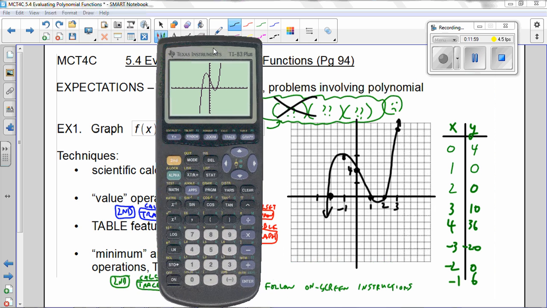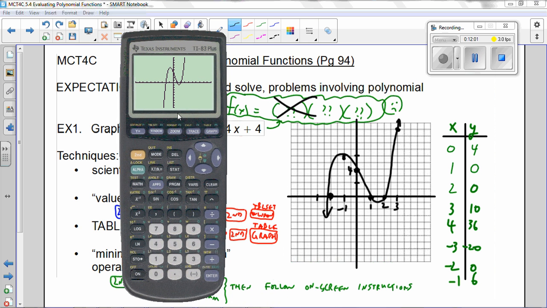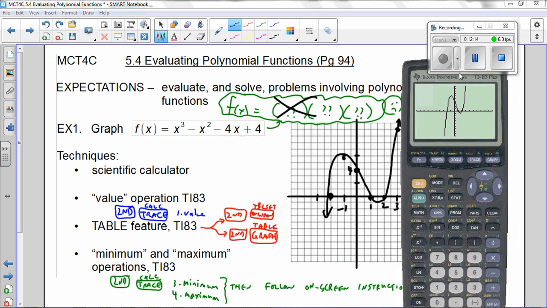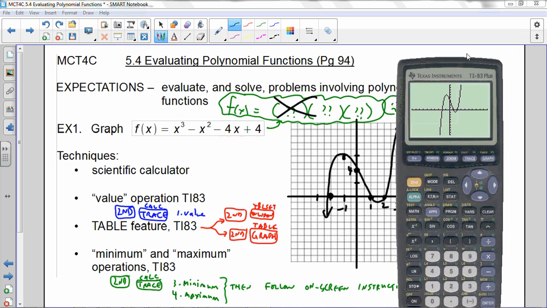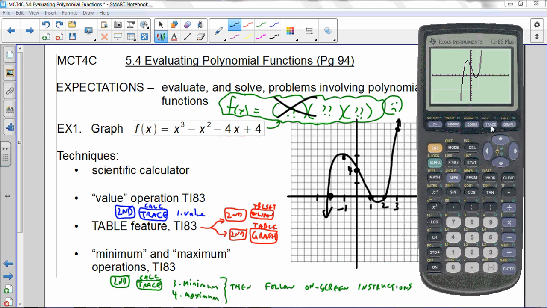wouldn't it be nice if we could find out the minimum and maximum values here? Because it kind of looks like it's at 1.5. It kind of looks like it's almost at -1 something. But is there a way that the calculator will give this to us? And there is. Just like I can use the calc menu to find values, and I can find zeros, I can also find minimum and maximum values.